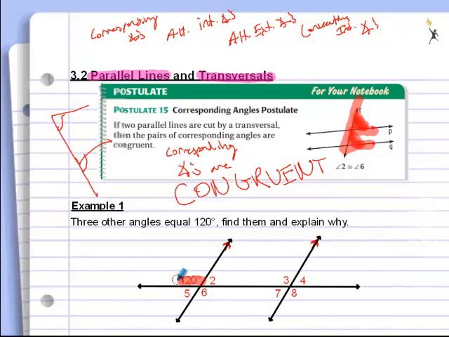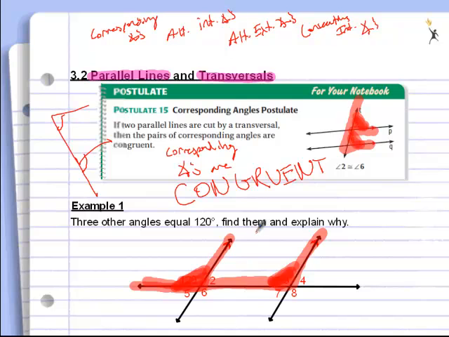Example 1, we're given an angle is 120 degrees. This angle right here. We're also told that 3 other angles are equal to 120 degrees, meaning 3 other angles are congruent with this angle. We want to find them and explain why they're congruent. So, the first thing we want to do is we're dealing with corresponding angles. So more than likely, I want to try and find a corresponding angle to this angle right here. So, is there an F that deals with that angle? And yes, there is. I can see that angle 3 and 120 degrees are corresponding angles.